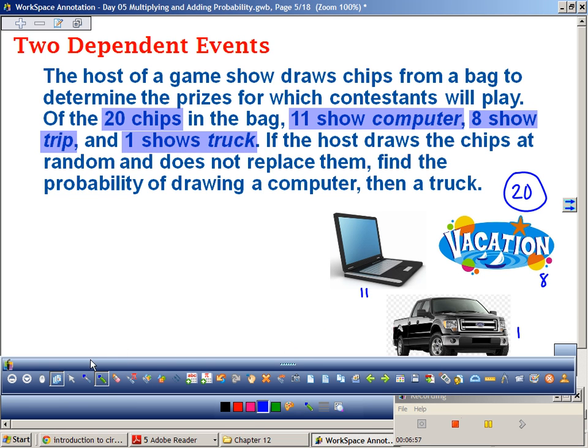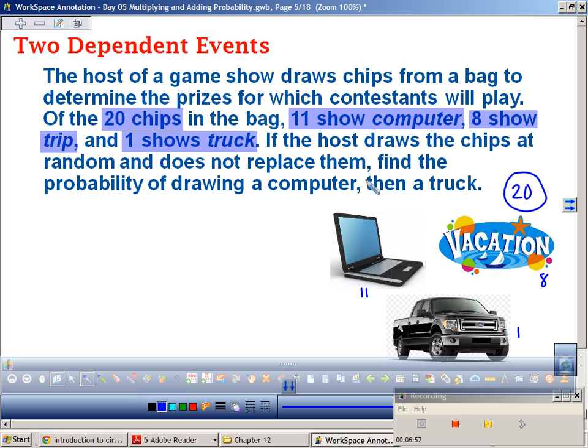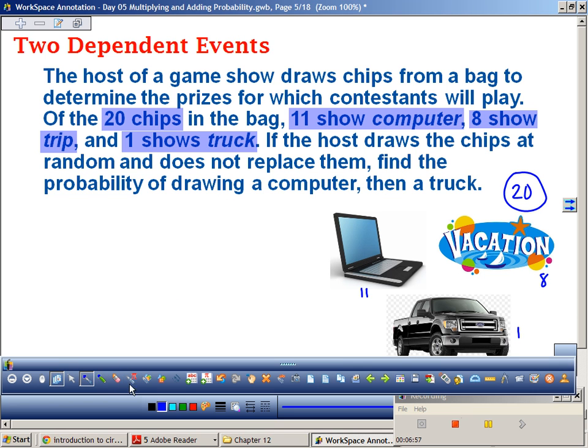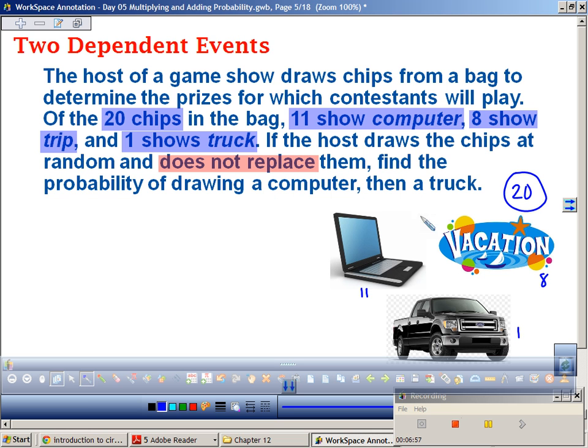So let's see, 1 shows truck. If the host draws the chips at random and does not replace them, so there's the key right there. They're not being replaced. Find the probability of drawing a computer then a truck. So that's what we want. Probability of a computer then a truck. Do you see why the order is already established for you on this one?